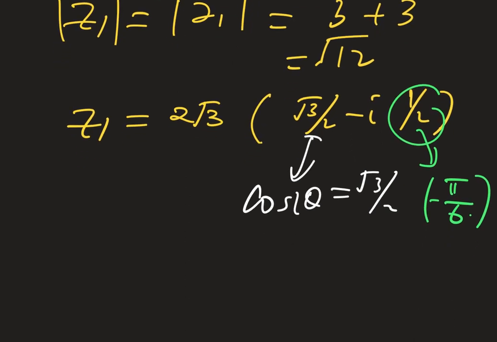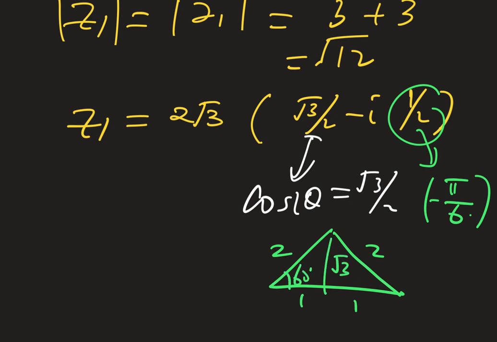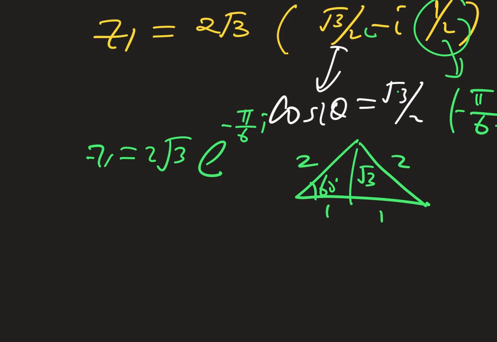So you need to be familiar with the trigonometry angles. 60 degree. Okay, so cosine theta equals to square root of 3 over 2, then theta is pi over 6, but cosine of minus theta is cosine theta. It's an even function. So z1 becomes 2 square root 3 e^(-i pi/6). Got it? Because there is a minus here, sine theta is minus, so the angle is minus pi over 6. So now I got it in Euler form already, which I'm very happy.